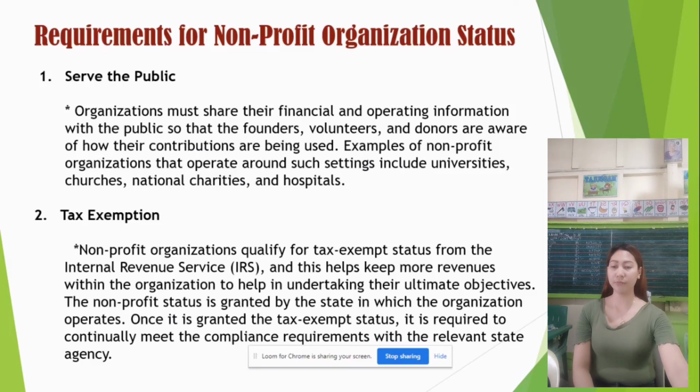Second, tax exemption. Nonprofit organizations qualify for tax-exempt status from the Internal Revenue Service, or IRS, and this helps keep more revenues within the organization to help in undertaking their ultimate objectives. The nonprofit status is granted by the state in which the organization operates. Once it is granted the tax-exempt status, it is required to continually meet the compliance requirements with the relevant state agency.